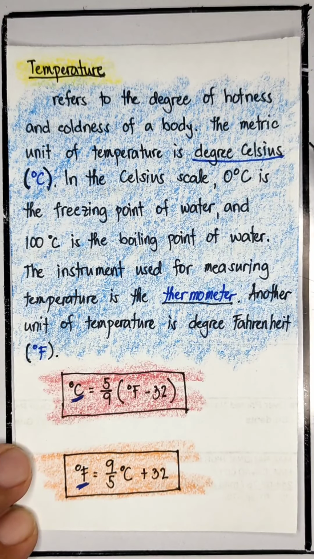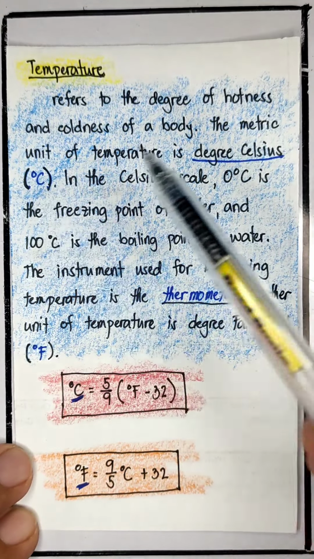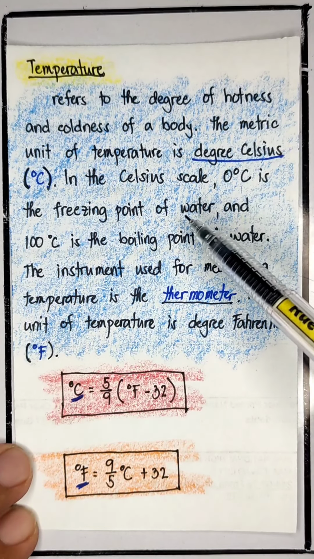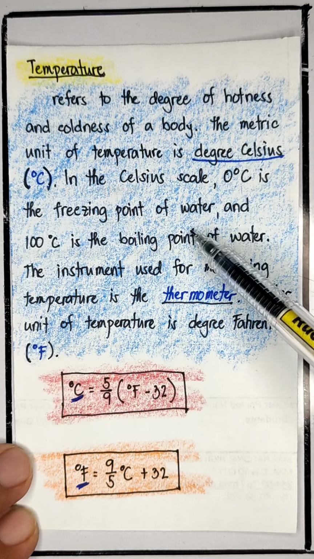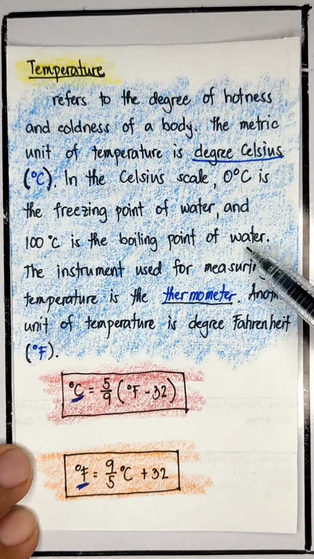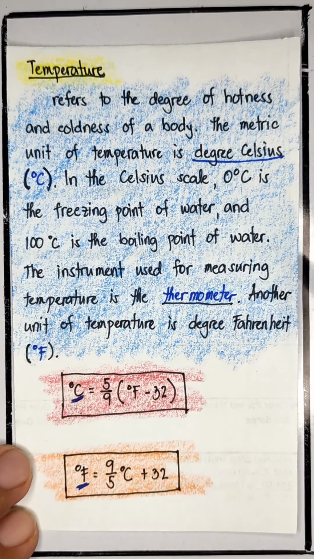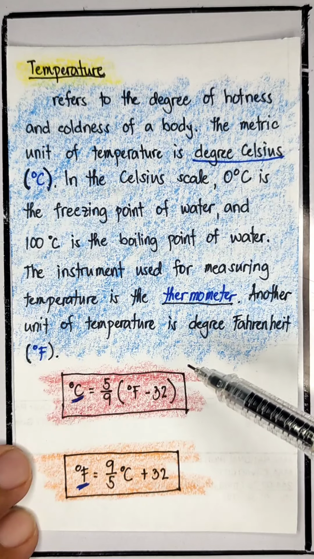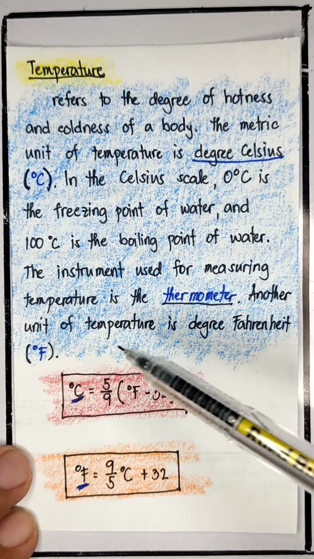Temperature refers to the degree of hotness and coldness of a body. The metric unit of temperature is degrees Celsius. Here is the symbol for degrees Celsius. On the Celsius scale, 0 degrees Celsius is the freezing point of water, and 100 degrees Celsius is the boiling point of water. The instrument used for measuring temperature is the thermometer, and another unit of temperature is degree Fahrenheit.